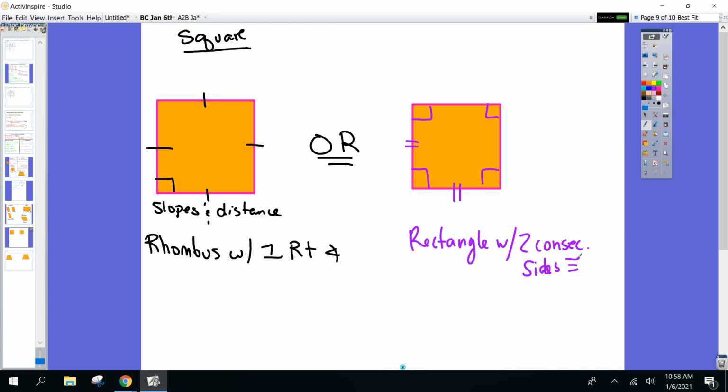Two different ways to do a square. So again, yes, you would need slopes and distance again. So you're not going to get away with just doing one formula for a square. It's just a matter of what are you going to prove first, a rhombus or a rectangle first. But basically, you need to prove that it is one rhombus property and one rectangle property.